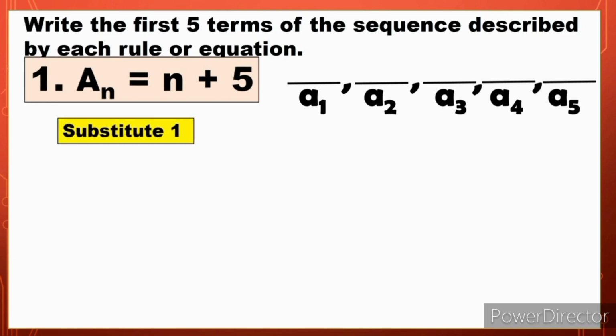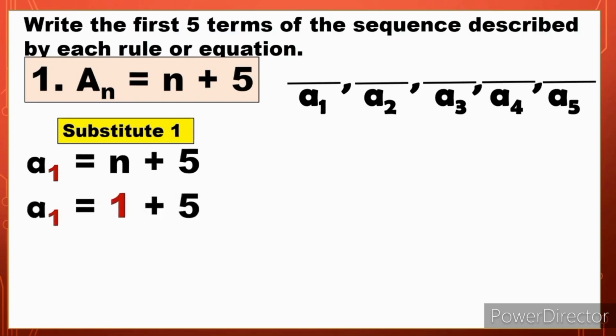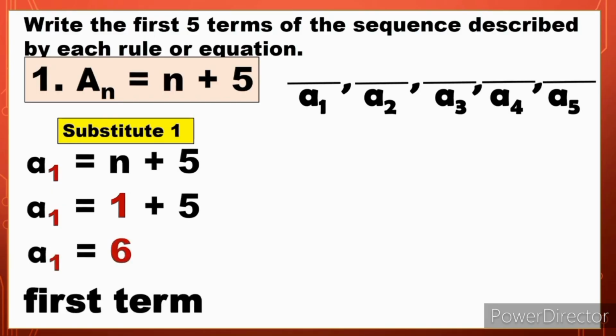To find the first term, isa-substitute natin ang 1. Okay, so a sub 1 equals n plus 5. Papalitan natin ng 1 yung n. Okay, so it becomes a sub 1 equals 1 plus 5. Then 1 plus 5 equals 6. So a sub 1 equals 6. Therefore, our first term is 6.